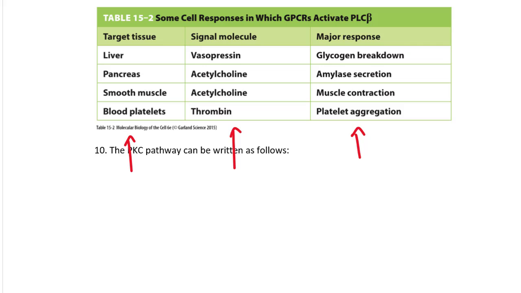So in the liver, the signaling molecule is vasopressin, and you get glycogen breakdown. In the pancreas, acetylcholine is a signaling molecule, and that leads to amylase secretion. Smooth muscle, acetylcholine, will lead to muscle contraction. Blood platelets, thrombin, platelet aggregation. The PKC pathway can be written as follows.